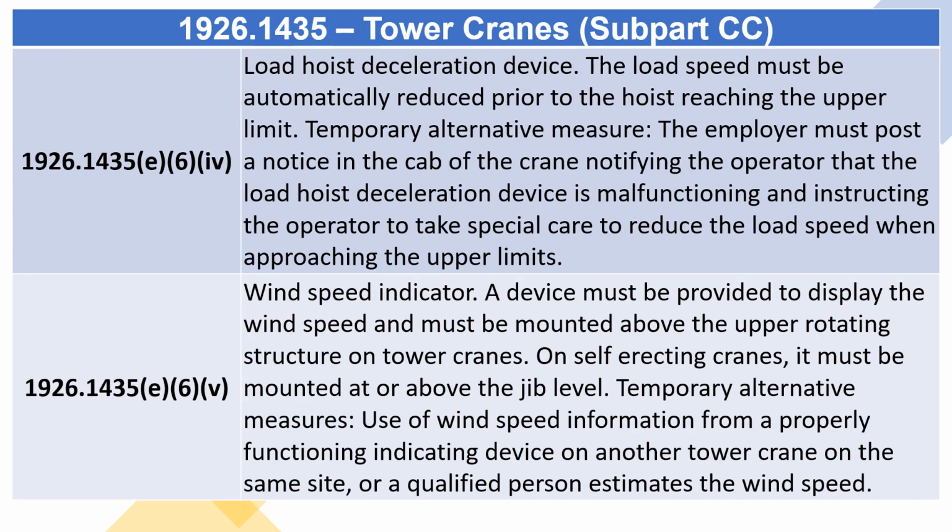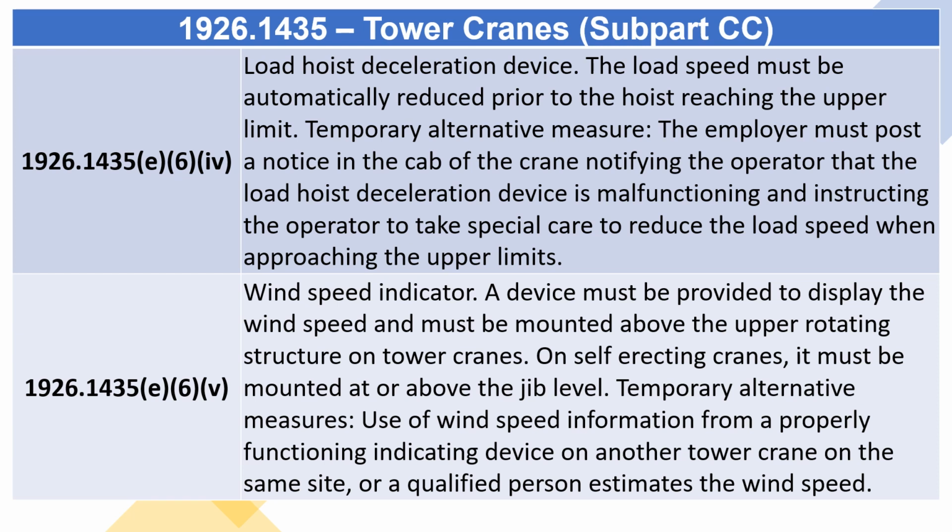1926.1435(e)(6)(iv) Load hoist deceleration device. The load speed must be automatically reduced prior to the hoist reaching the upper limit. Temporary alternative measure: the employer must post a notice in the cab of the crane notifying the operator that the load hoist deceleration device is malfunctioning and instructing the operator to take special care to reduce the load speed when approaching the upper limits.